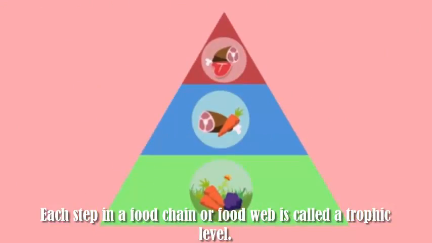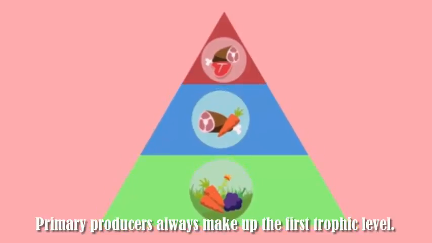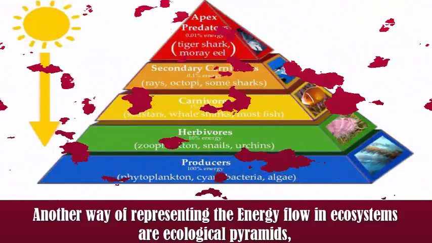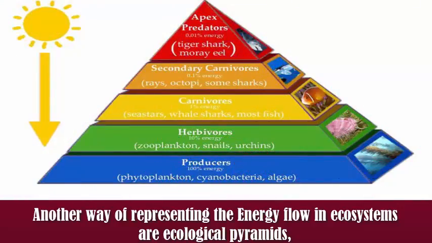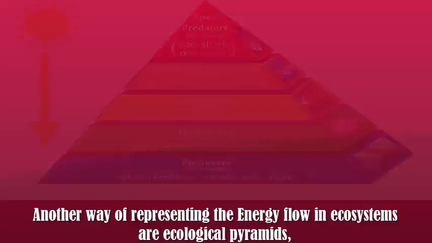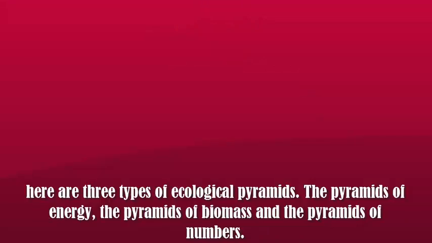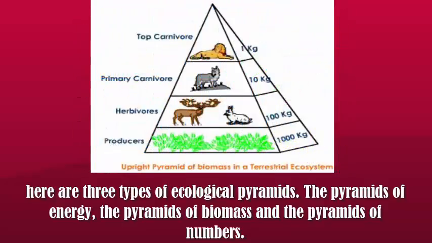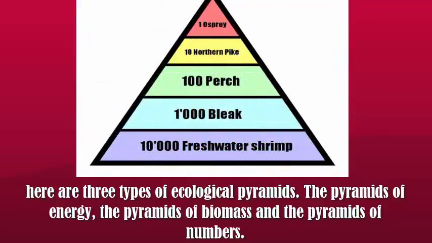Each step in a food chain or food web is called a trophic level. Primary producers always make up the first trophic level. Various consumers occupy every other level. Another way of representing the energy flow in ecosystems is ecological pyramids. There are three types of ecological pyramids: the pyramids of energy, the pyramids of biomass, and the pyramids of numbers.